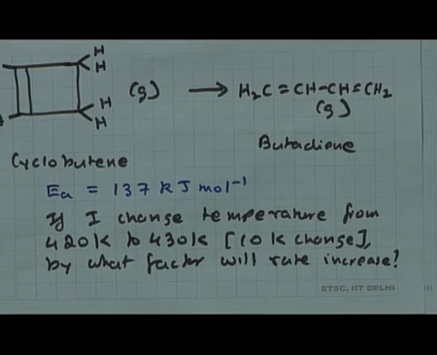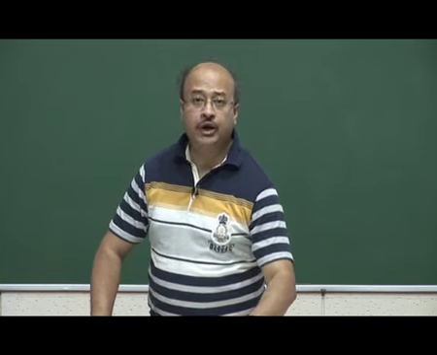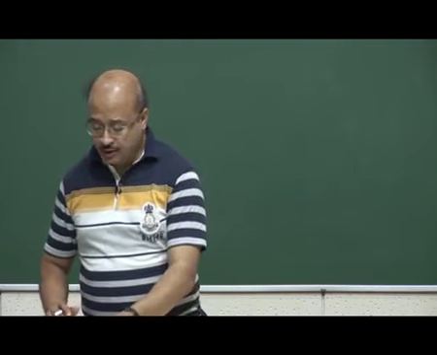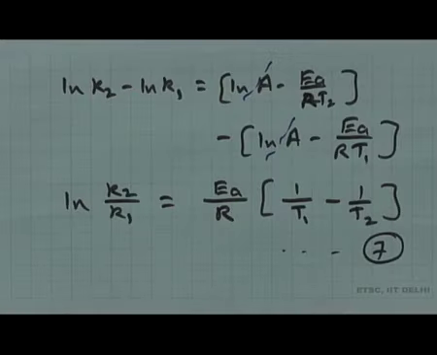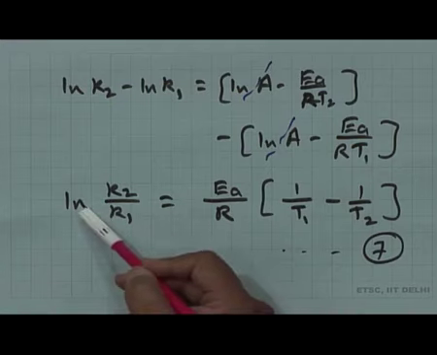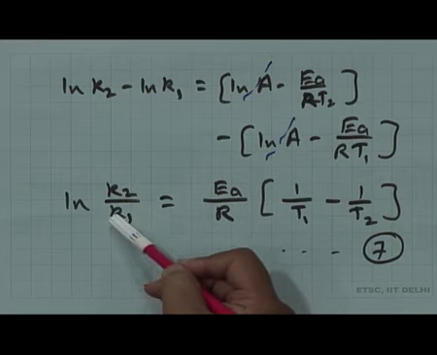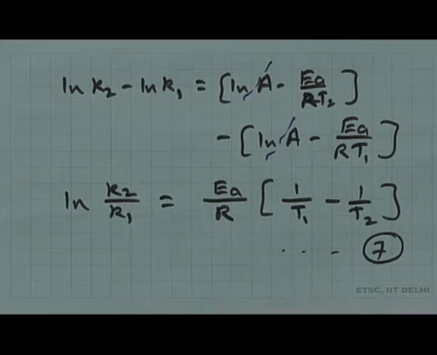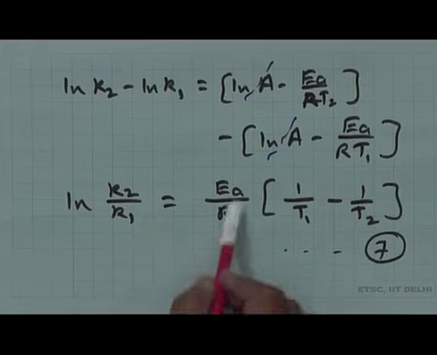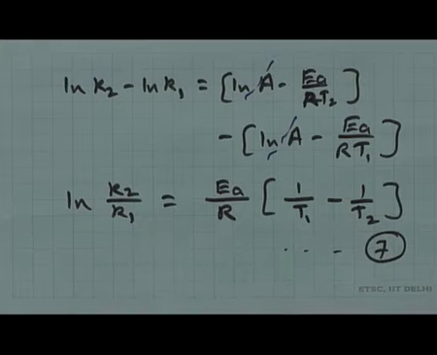That was the question. The way we approach this problem is very simple. You remember we had derived this equation number 7 in the last class, where we have the natural log of K2 over K1, which means the ratio of the two rate constants at two different temperatures, getting related through the activation energy by this relationship.